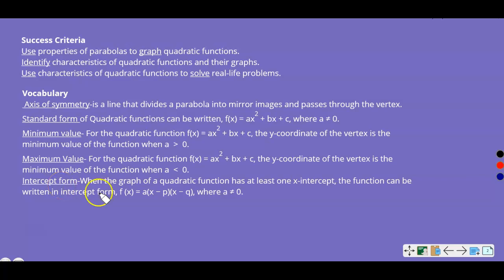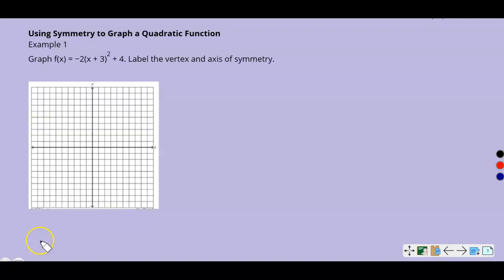Intercept form. When the graph of a quadratic function has at least one x-intercept, the function can be written in intercept form. That's f of x equals a times x minus p times x minus q, where a is not equal to 0. Again, to be quadratic, a cannot be 0. All right, and p and q in this case would be whatever your x-intercepts are.